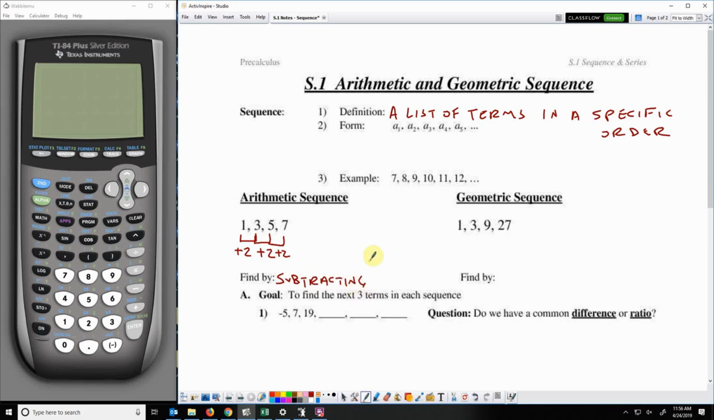Okay, so for example, 3 minus 1 is 2. And 5 minus 3 is 2. So that is called a common difference. So that 2 is the common difference.